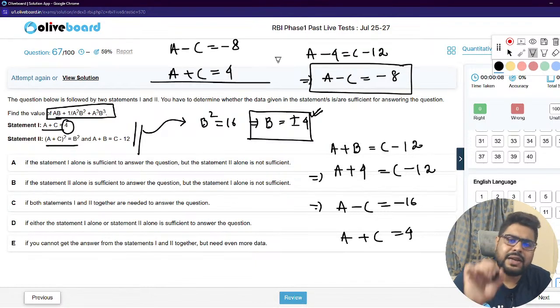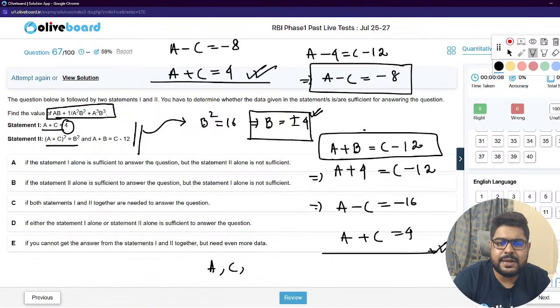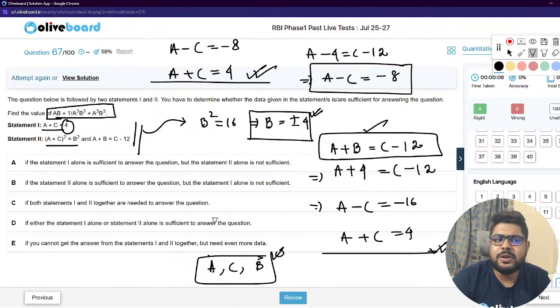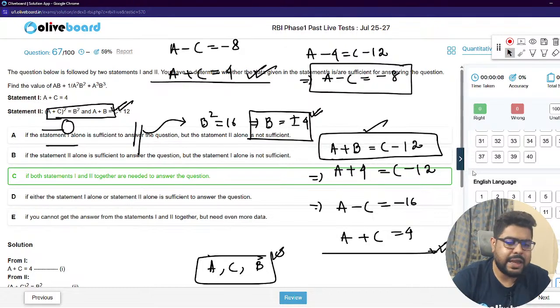Now, whatever it is, what I am trying to say, please understand, I will get the value of A and C from these equations. I'll get A, I'll get C. And once I get A and C from this equation, I'll get B as well. Once I get A and B, I'll get the value of this. So both the equations are necessary to answer. Both. Chalo, khatam sir.